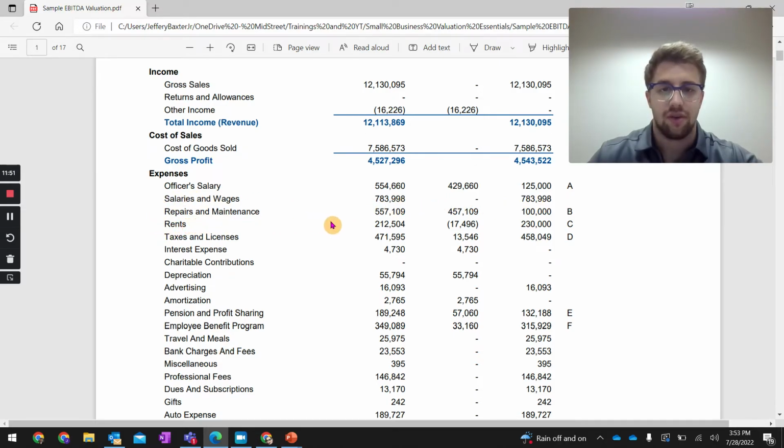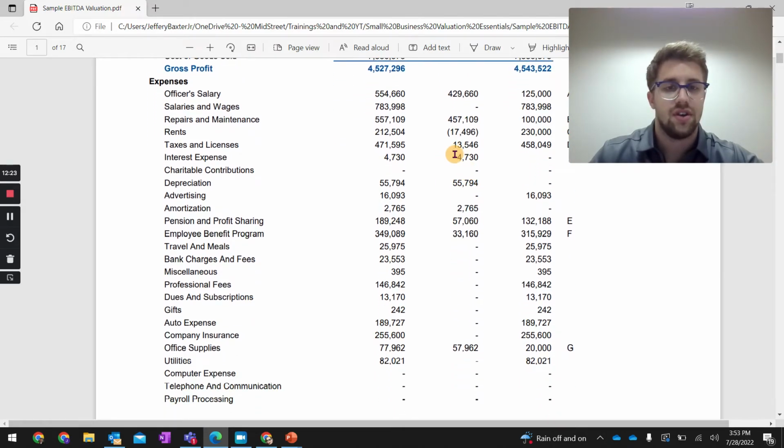So now looking at the rent, this business owner owns the real estate that the business is operated from, and they were underpaying themselves compared to what they felt a fair market rent was. So we made a negative adjustment to increase this value to what they felt a fair market rent was. The taxes and licenses, similar to the last video, is equal to the payroll taxes, specifically the employer portion paid by the business on this officer's salary.